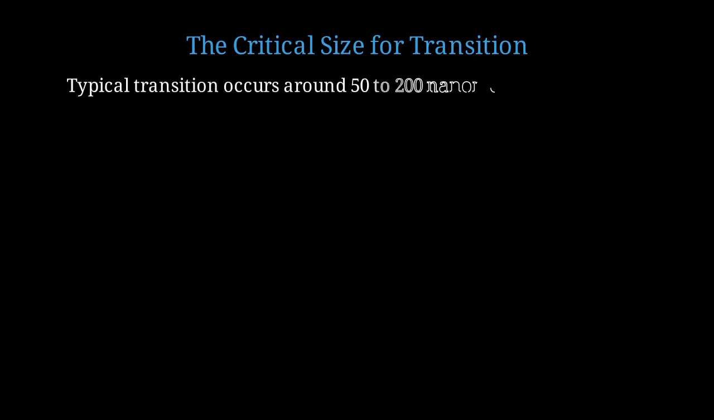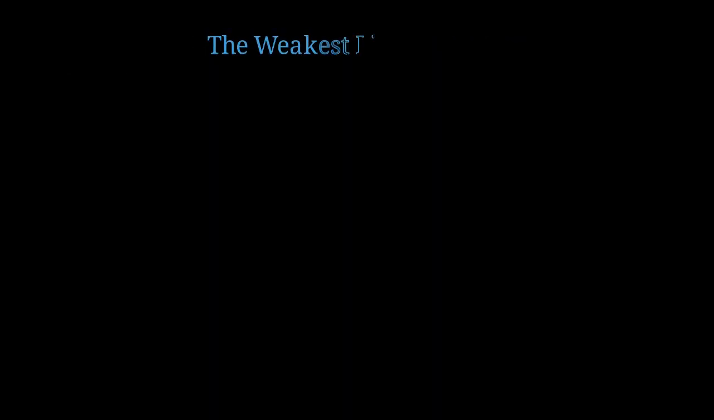For many ceramics, the transition from brittle to ductile behavior occurs when the diameter drops below about 50 to 200 nanometers. Below this size, flaw-free volumes become probable. Let me give you an analogy.